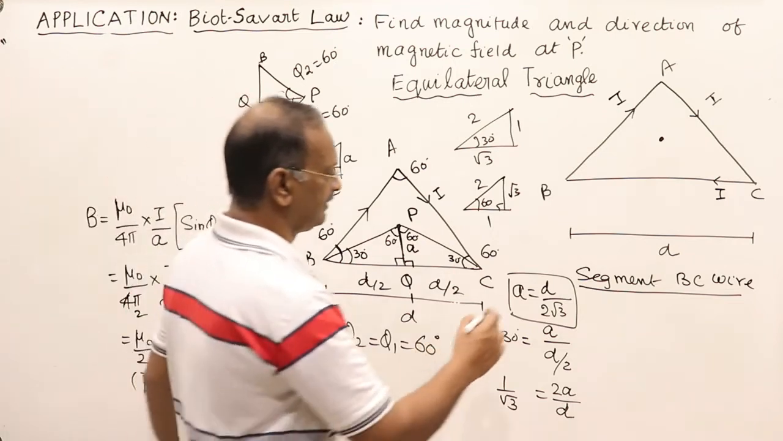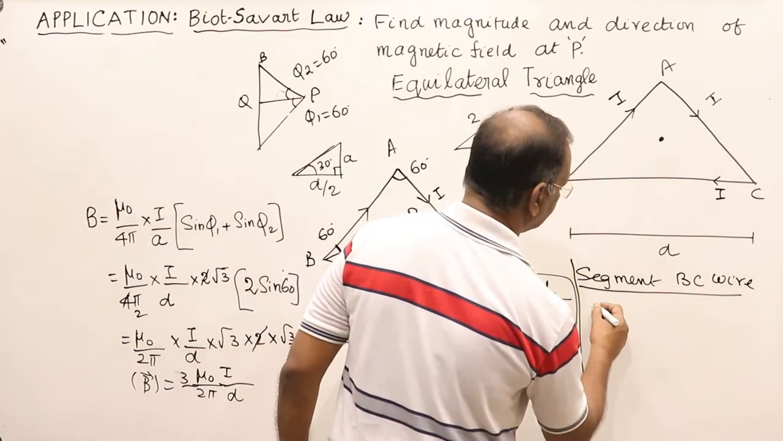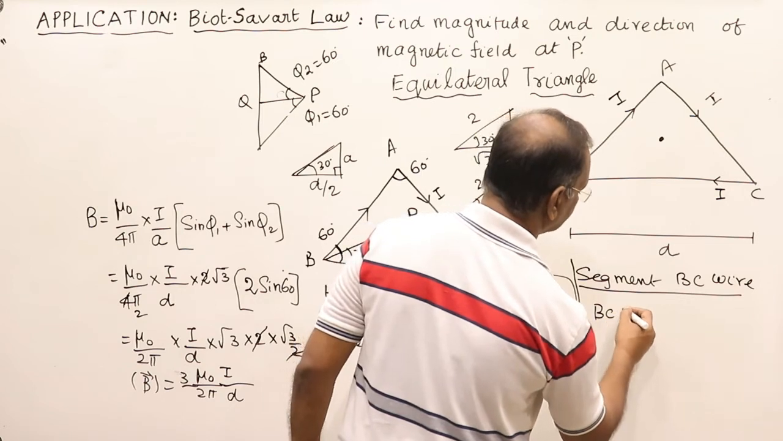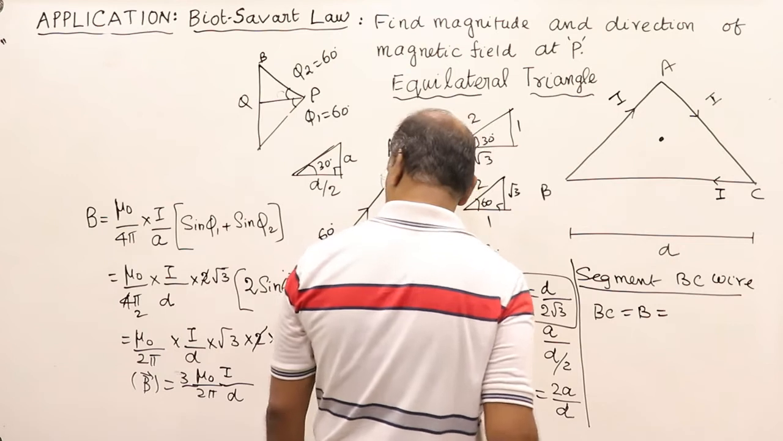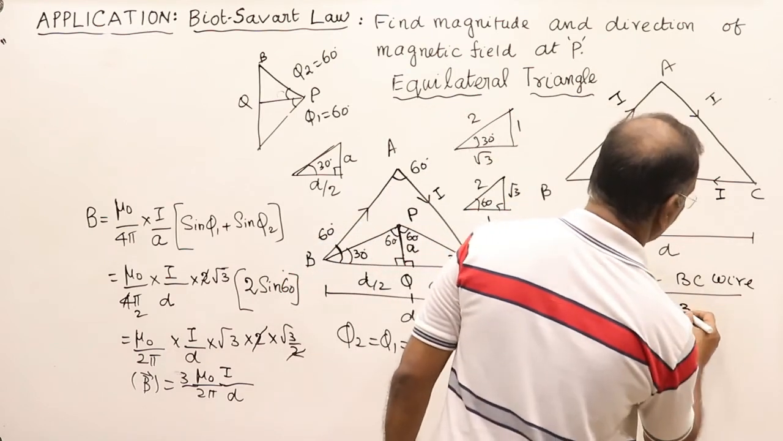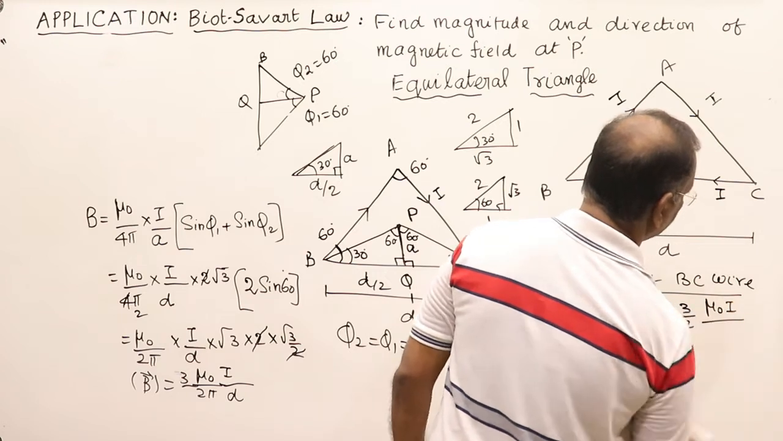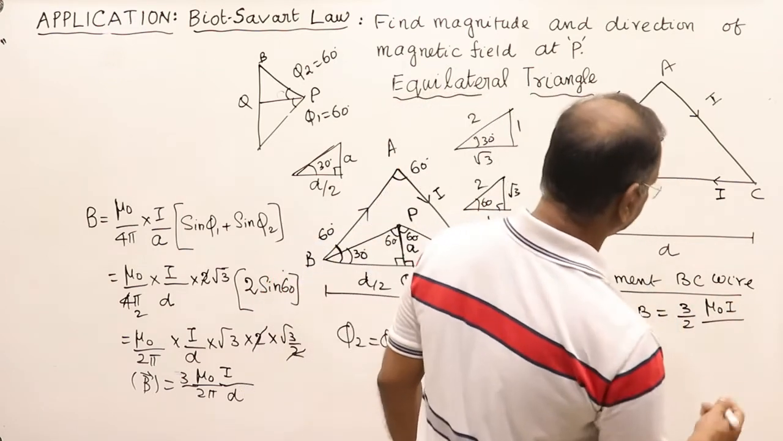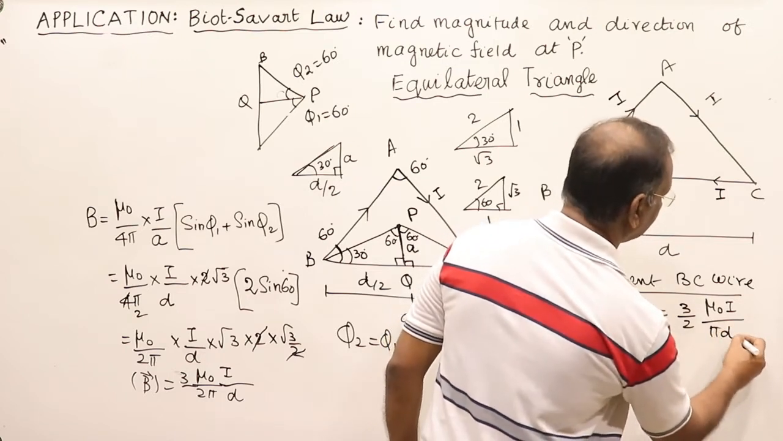So for the segment BC, the magnetic field is equal to 3 by 2 mu naught into I, divided by pi d.